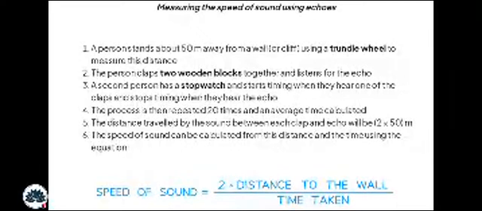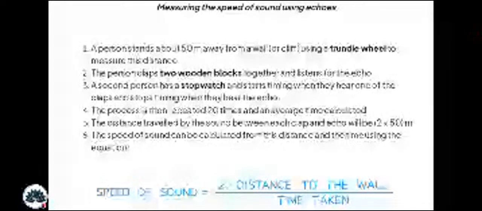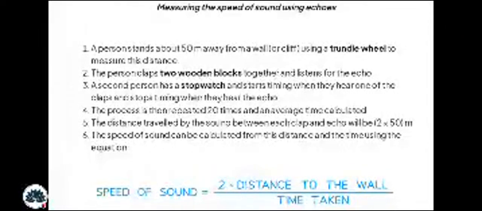Obviously, why are we multiplying the 2 by 50? Because echo means the repeated sound. Number one, we have the sound, and the other, the reflected sound, is called the echo. So the reflected sound is echo. It means that there must be two sounds. So that's why the 50 is multiplied by 2.